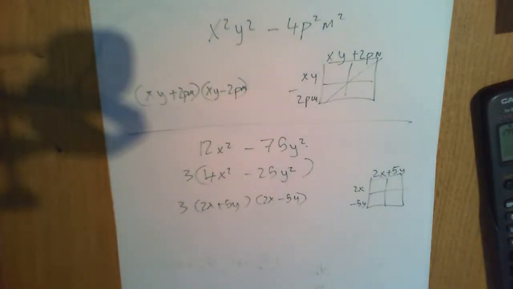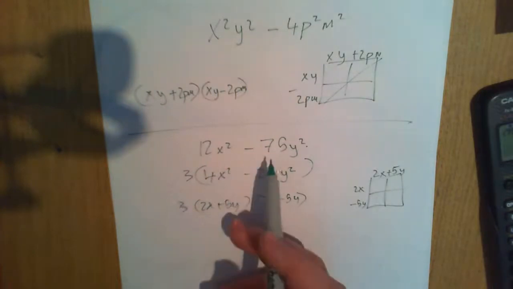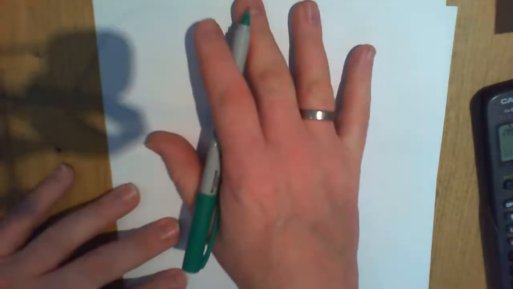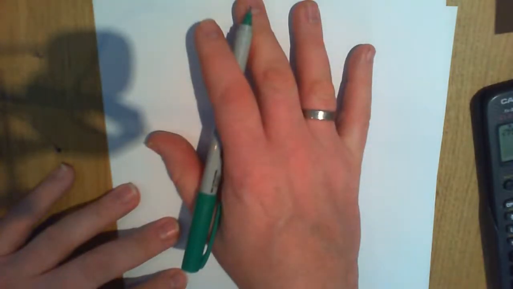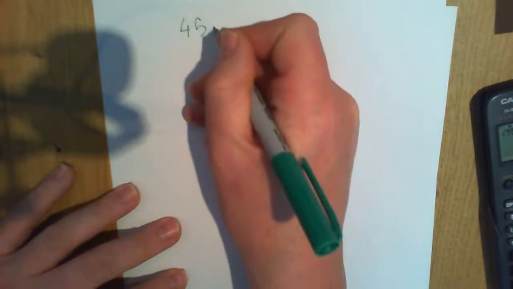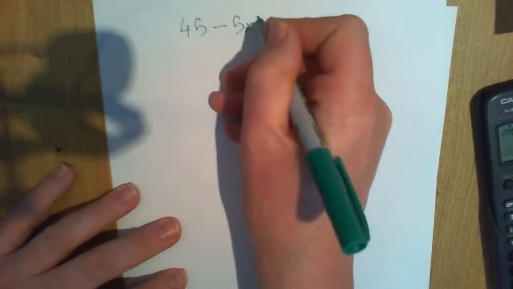So with these, you have to be careful. Always check, can you square root it first, and then factorize if you can. So, let's pick another tough one then. Let's find a nice little one here. There we go. 45 minus 5x squared.